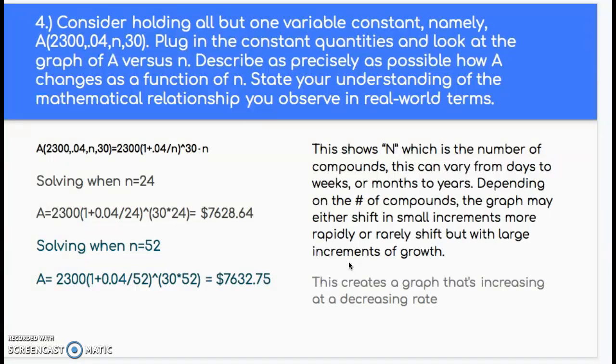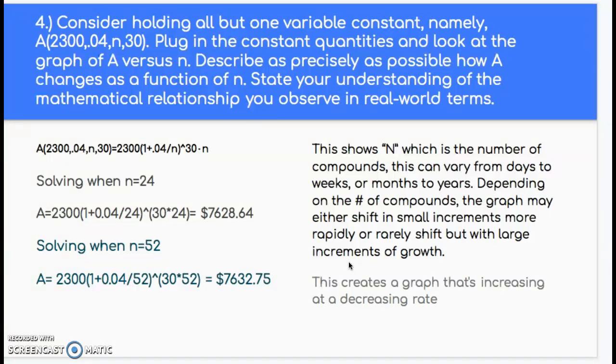A rare shift, but with a large increment growth, we would be compounding this yearly, so your end value would only be 1, but you'll see that all the interest is added after the 1, so you're not going to see it. Your value will be larger.